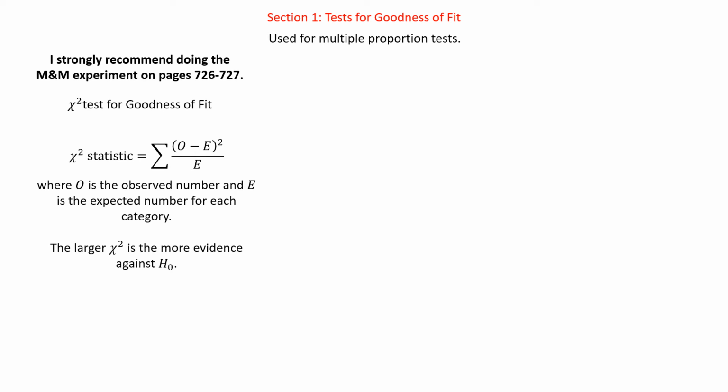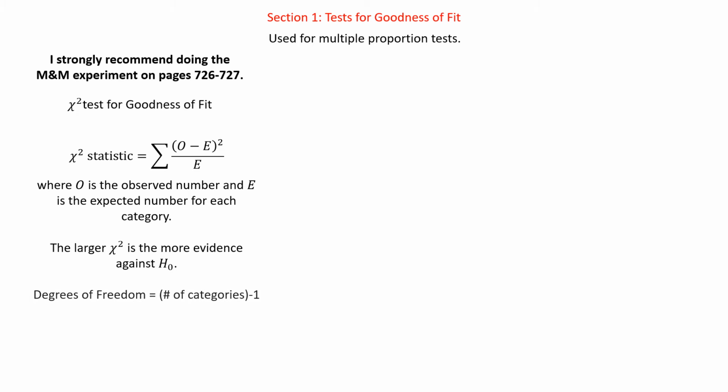The larger the chi-squared, the more evidence against H naught, and we'll see what those hypotheses look like for the different tests in just a minute. But the larger the chi-squared means the smaller the p-value, so the more evidence against H naught. Same thing with the z and the t values. The larger the z or t, the smaller the p, and so the more evidence against that null hypothesis.